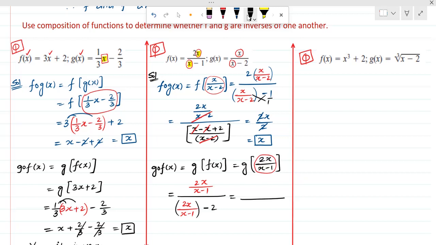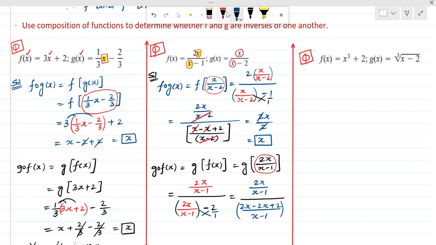First, I will simplify the denominator. What is the denominator here? So when you take over 1, x minus 1 cross multiply, you will get 2x minus 2x minus of minus, it becomes plus 2. Now here we will have what? 2x over x minus 1.